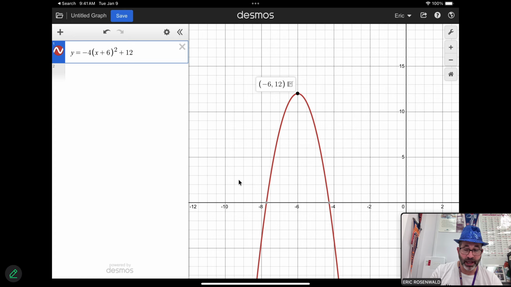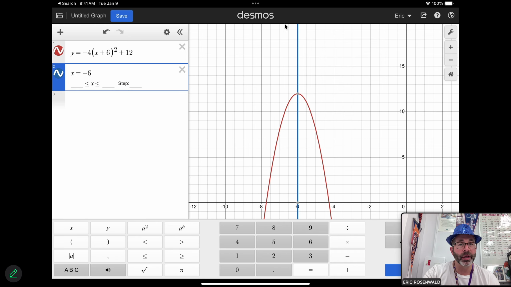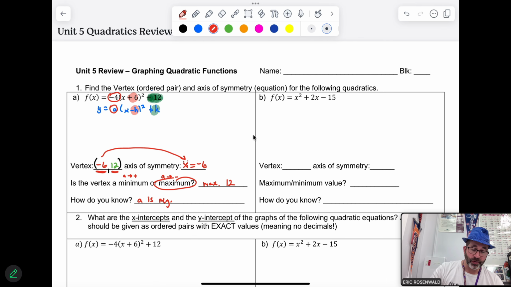Then we look at the axis of symmetry. We said the axis of symmetry was x equals negative 6. We can see this vertical line that goes directly through the middle of my graph, straight up and down, that creates symmetry, where it's the same thing on the right side as it is on the left side. Okay? All right, let's jump over to the second question.